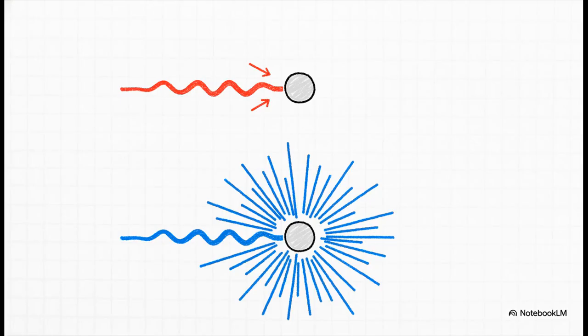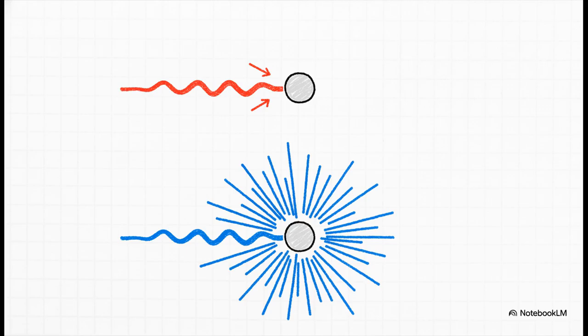And here is where the math really pays off. When we calculate the scattering cross-section for air, we find that the scattering is proportional to the fourth power of the frequency. Because of this incredibly steep mathematical relationship, blue light, which has roughly twice the frequency of red light, gets scattered 2 to the power of 4, or 16 times more intensely than red light.